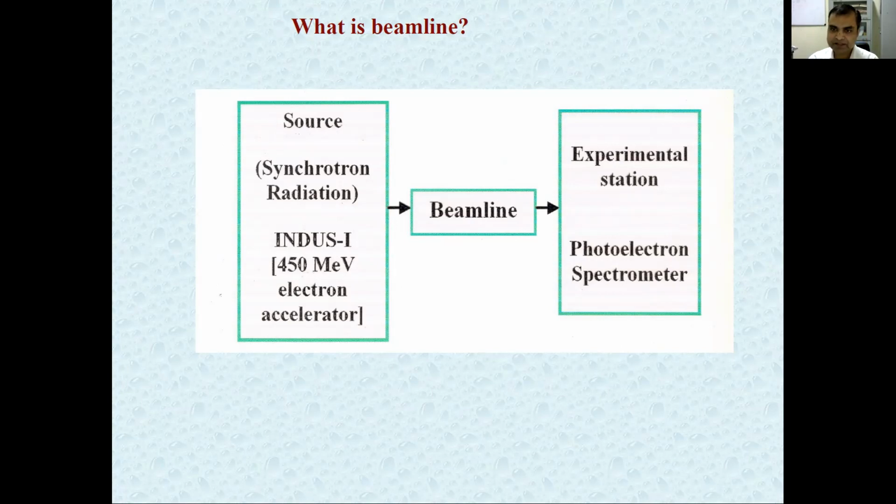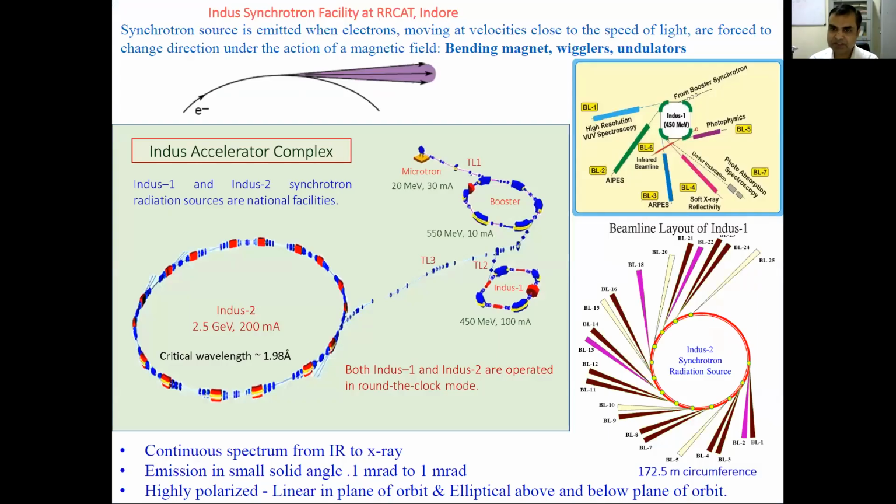At RRCAT Indore, we have two synchrotron sources, a unique facility in the country: Indus 1 and Indus 2. Indus 1 is a 450 MeV machine, whereas Indus 2 is a 2.5 GeV machine. Both are running very effectively in round-the-clock mode, and different sets of experiments can be done at their different beam lines. Of course, the energy ranges are different, and the experimental tools available for research are different.